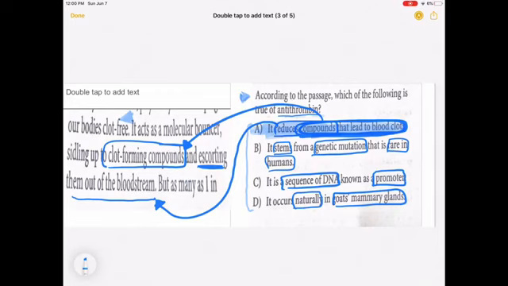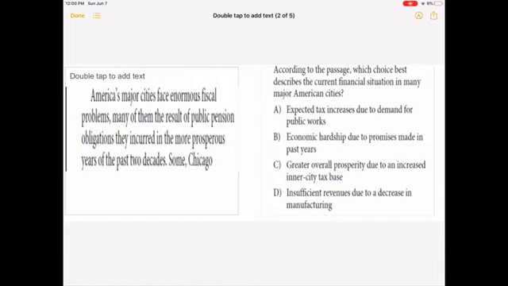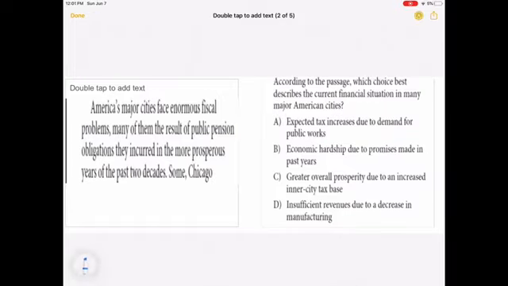Let's solve one final example. "America's major cities face enormous fiscal problems, many of them the result of public pension obligations they incurred in the more prosperous years of the past 2 decades." Now let's begin. According to the passage, which choice best describes the current financial situation in many American cities? Number 1. Expected tax increases due to demand for public works. B. Economic hardship due to promises made in the past years. C. Greater overall prosperity due to an increased inner-city tax base. D. Insufficient revenues due to a decrease in manufacturing.